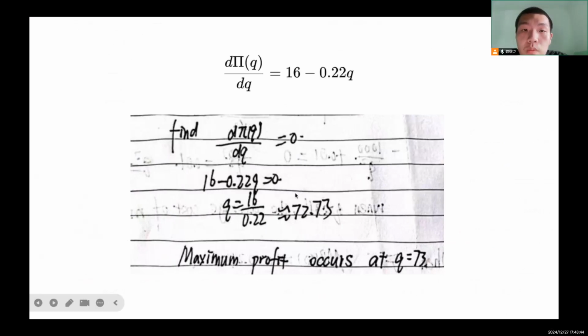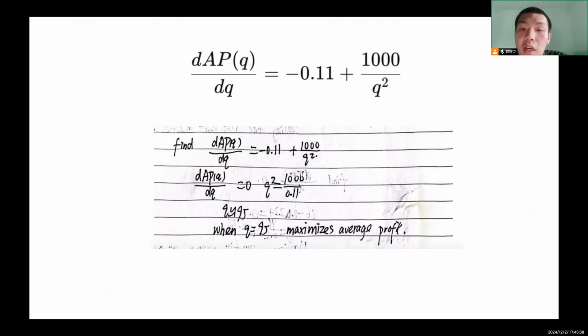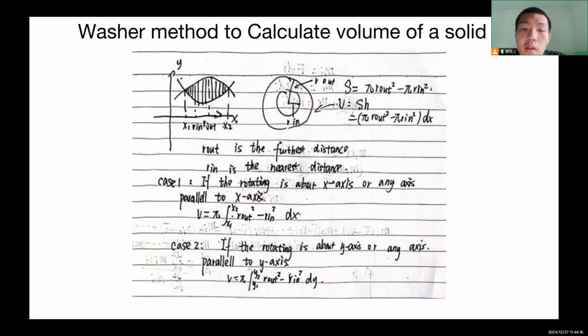So the average profit here is the profit of every pen you will make by making Q pens. And what's the meaning of the derivative of this function? It helps you find how many pens you should make to maximize your profit. And when it equals 0, which is making 95 pens, it maximizes your profit. Now this is the end of the 6 functions and the applications of their derivatives.